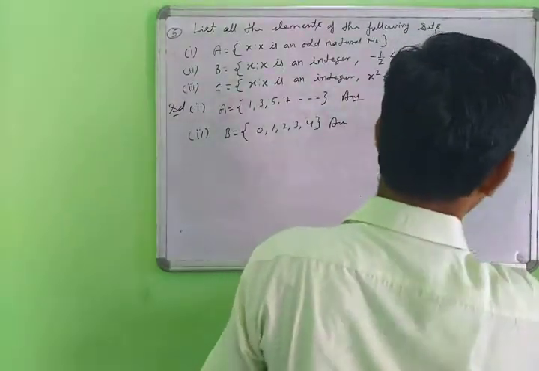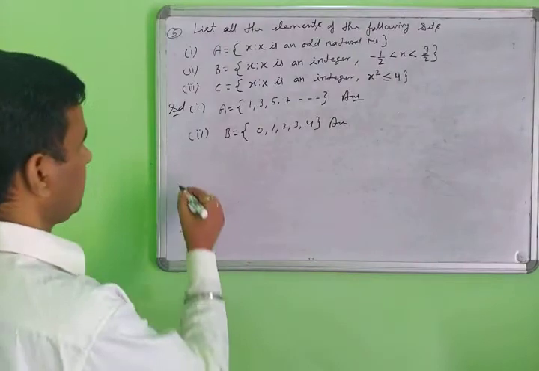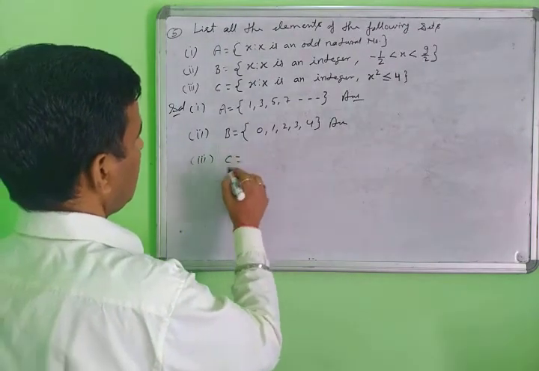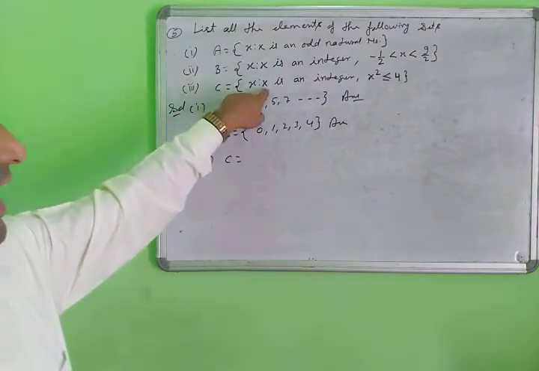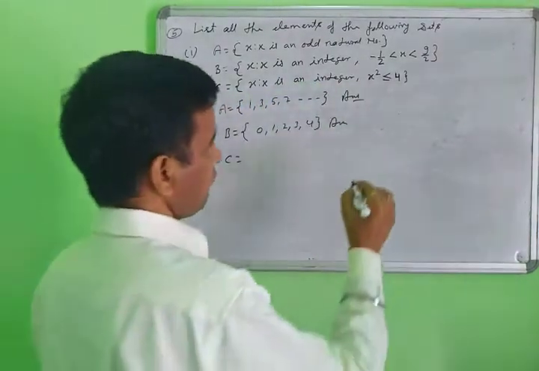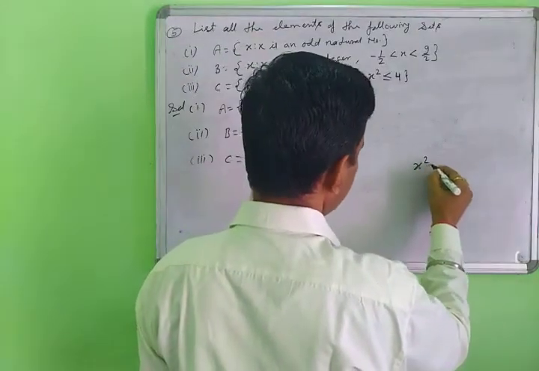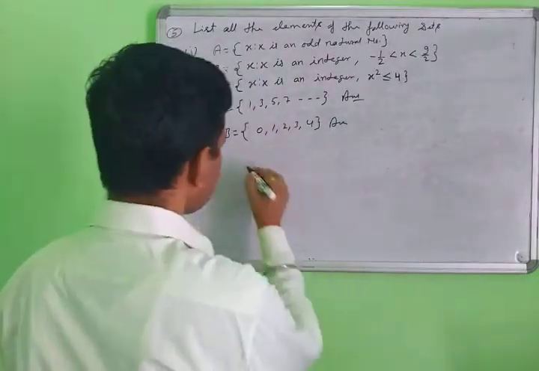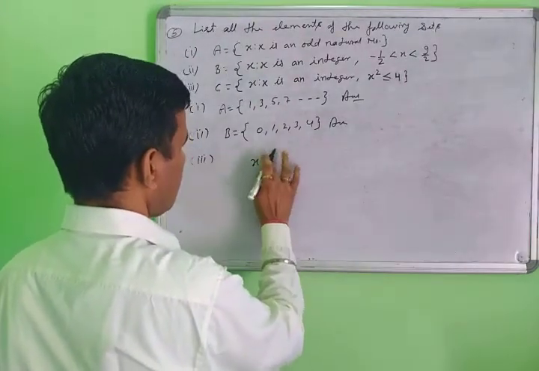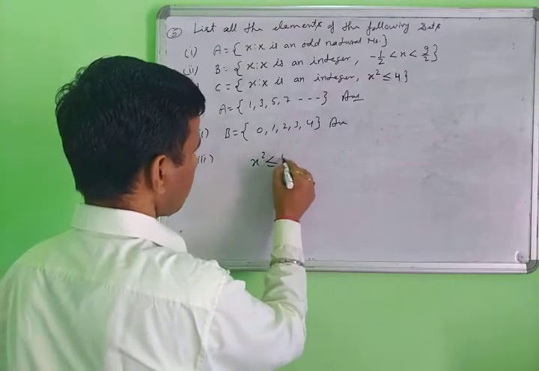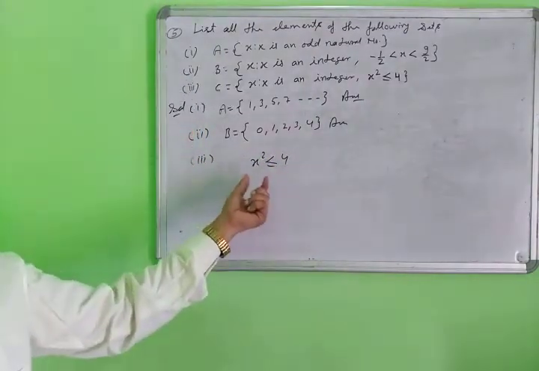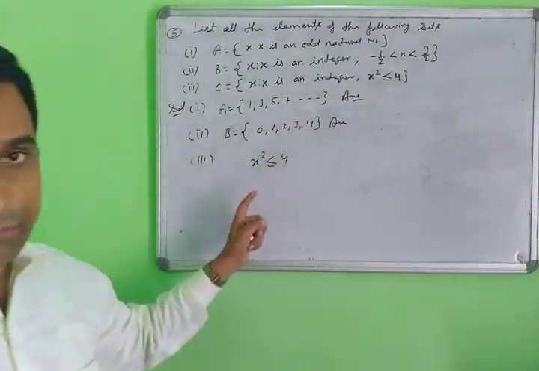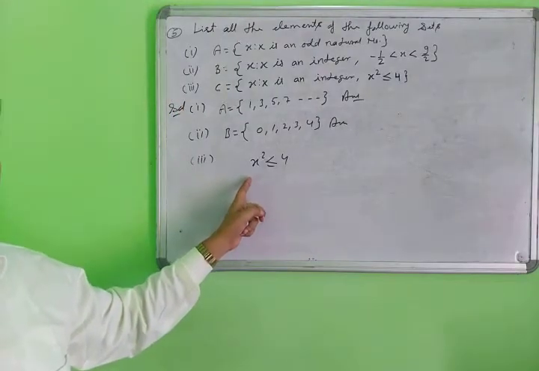And the third part here, C equals. What is the value here? X such that x is an integer. First you look here, x square less than or equal to 4. This inequality is given. This is the form of the inequalities. First you convert this inequality into equation form.